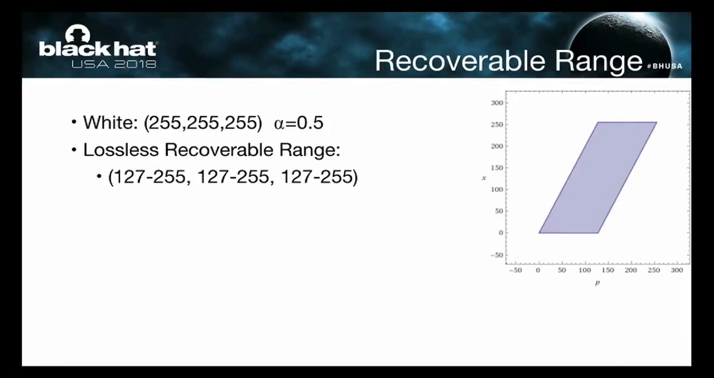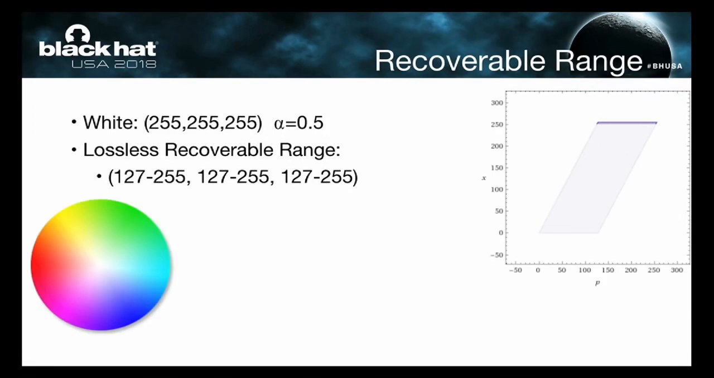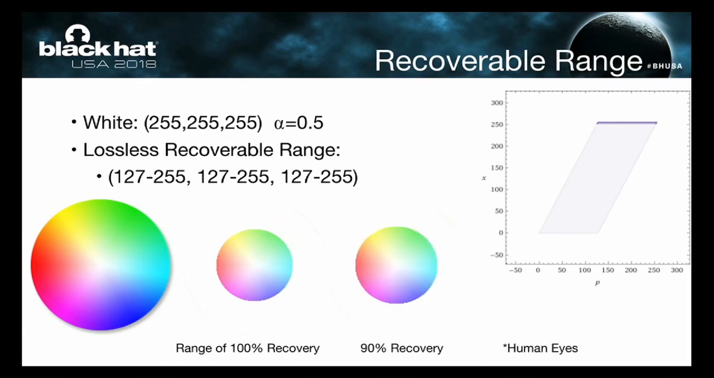Let's take an example where alpha equals 0.5 and the watermark color is totally white, so the color is 255. So the recoverable range lies from here to here. If this is the whole range of any color, the recoverable range is this large. So I think it's an acceptable attack surface. If we add some tolerance for human eyes, like 90% recovery, it gets a little bigger.